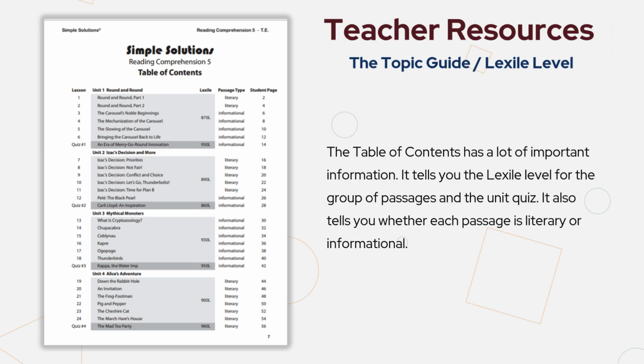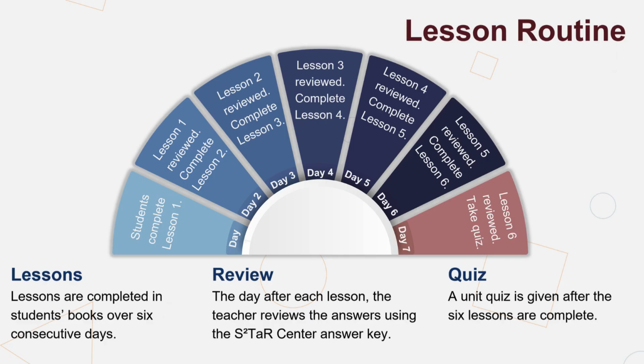The table of contents is also available in the teacher resource section and includes important information. It provides the Lexile level for the set of passages and the unit quiz, and identifies whether each passage is literary or informational. Reading for grades 1 through 8 follows a 2-week cycle. Students complete lessons in their books each day for 6 days in a row. After each lesson, the teacher and students review the material together. On the 7th day, teachers assign a quiz that covers the material from the previous 6 lessons. The last 3 days of the routine are the writing task and will be talked about in future slides.